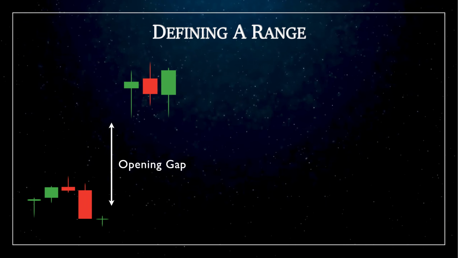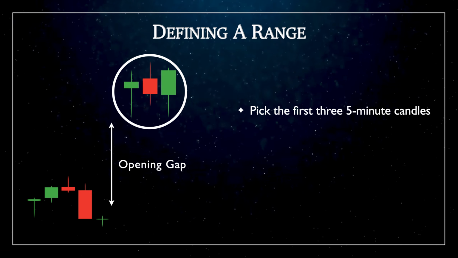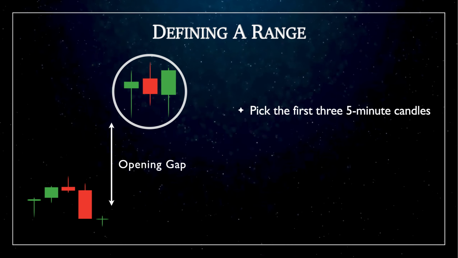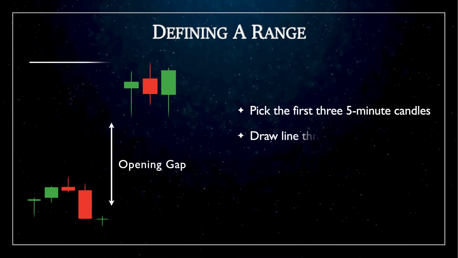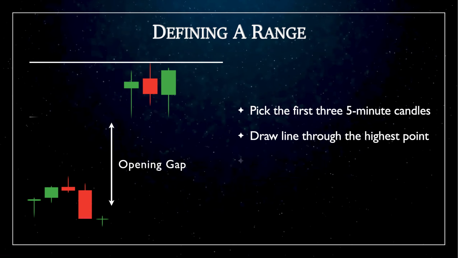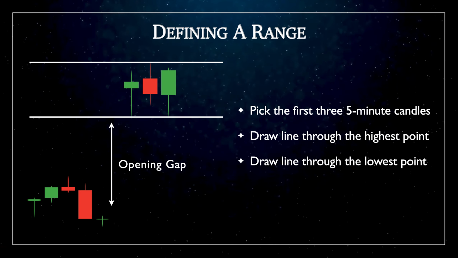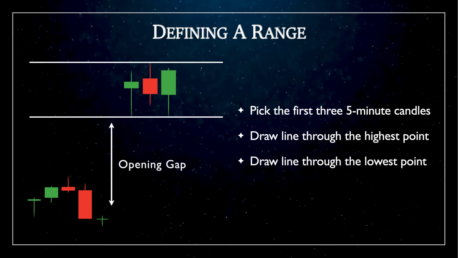The first step is to define a range. Pick the first 3 5-minute candles for the new trading session. Create a line through the highest point of the 3 candles. Then create another line through the lowest point of the candles. This gives us our range.